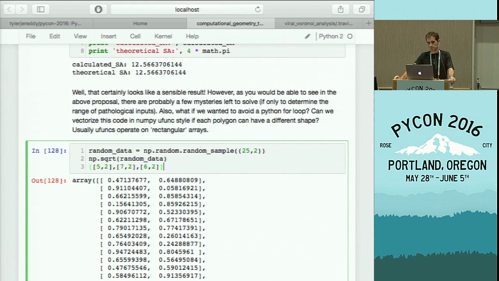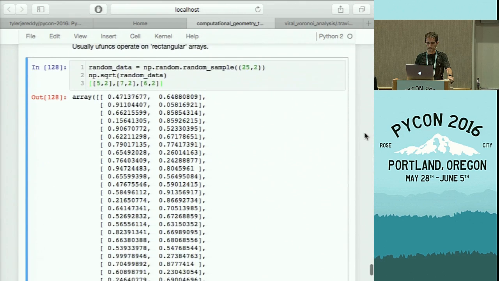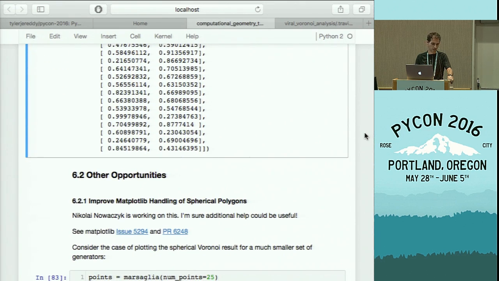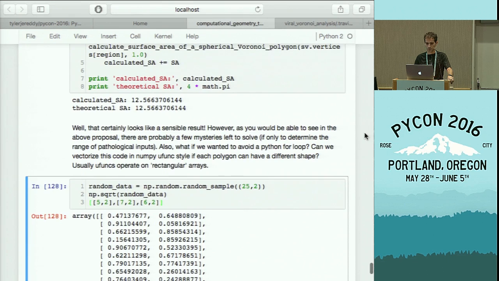So if you try to turn that into a NumPy array, you'll get objects instead of the floating point or integer structure that allows you to do vectorized operations. So I'm not sure if it would be relatively straightforward to produce a vectorized implementation of calculating the polygon surface areas. But anyway, that's one of the things we've been thinking about. If you have ideas for that, we'd certainly be really happy to hear them.